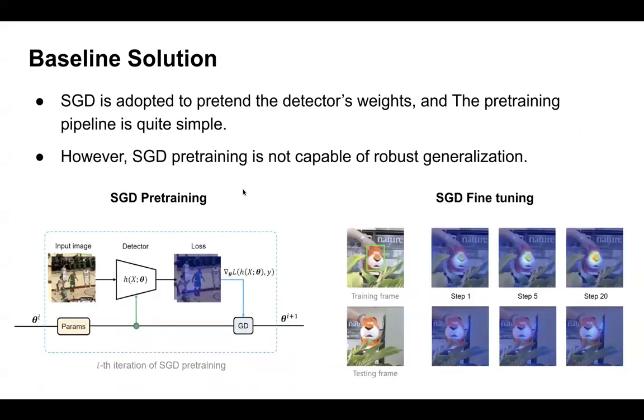So a common solution for lacking data is pre-training and fine-tuning. Basically, SGD is adopted to pre-train the detector's weights. The pre-training pipeline is quite simple. However, it cannot work well after fine-tuning. We can see that the detector gradually converges on the training image, but it fails to detect anything in the testing frame, which means the loss of SGD pre-training is not capable of robust generalization.